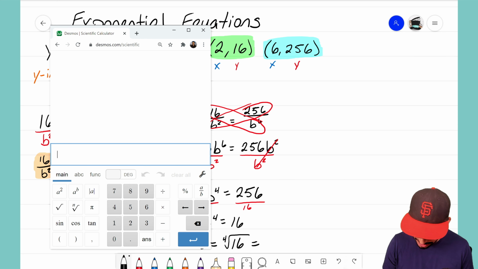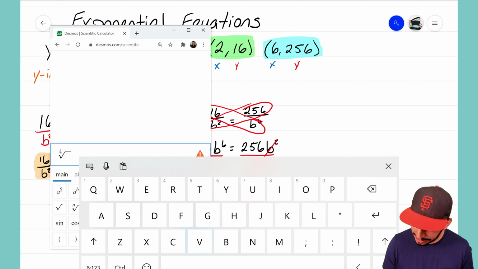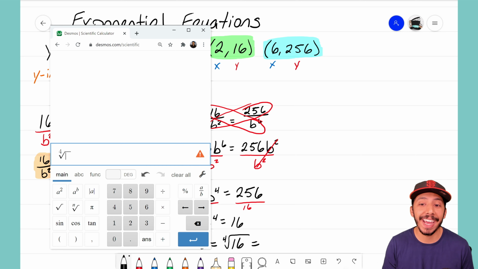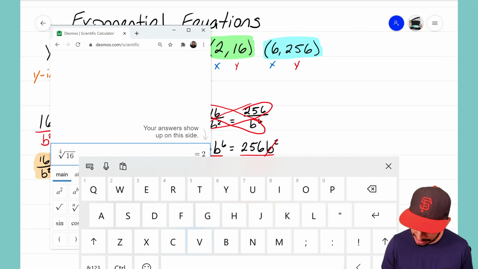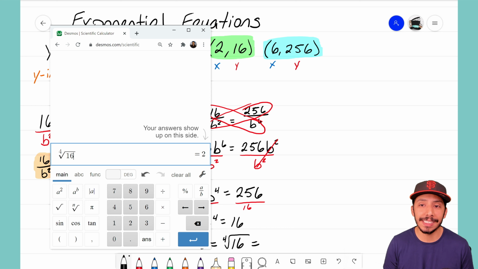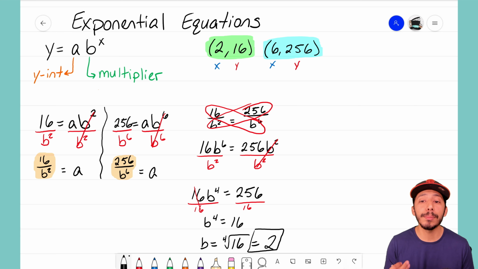So I go ahead and click on the n root button, and then I see here I'm highlighting in the root button there. I want to now press the 4 to represent the fourth root, and then I need to switch over to inside the square root there, and now I can type in 16. I type in 16, and I see that the fourth root of 16 equals 2. So the fourth root of 16 equals 2. I now know that my b term, or my multiplier, is 2.